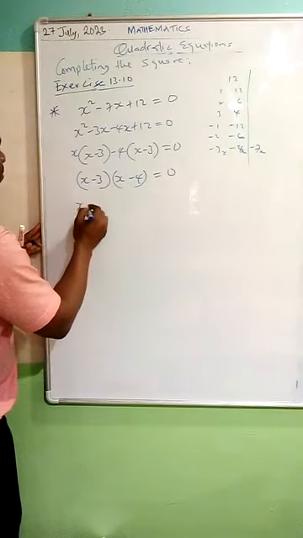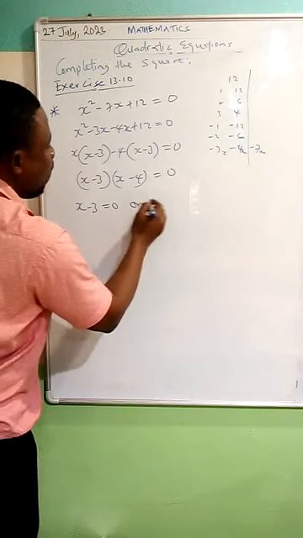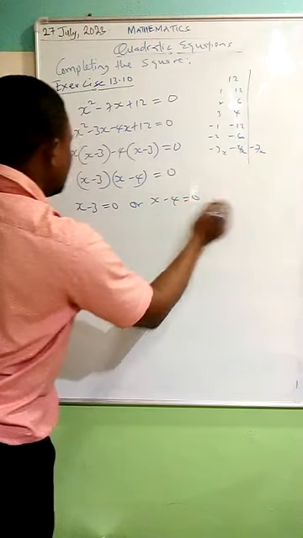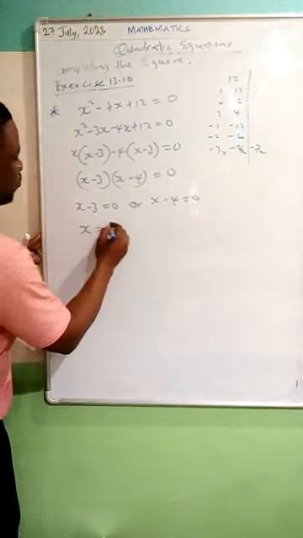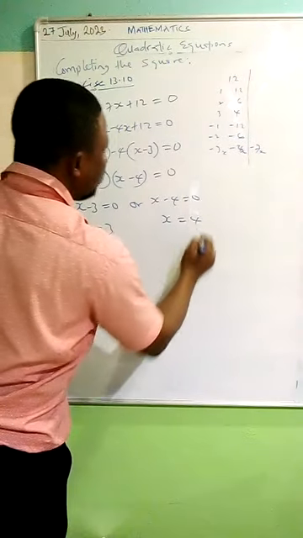So I go to the next phase. x minus 3 is equal to 0, or x minus 4 is equal to 0. So I'm going to have x is equal to 3, or x is equal to 4. This is by the first method.